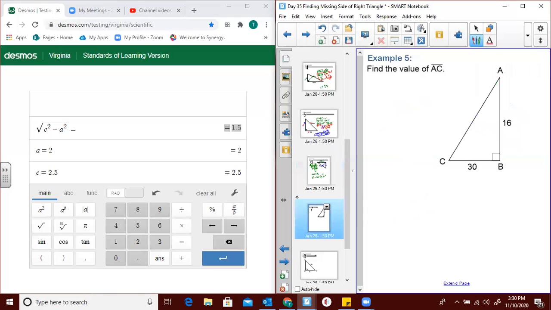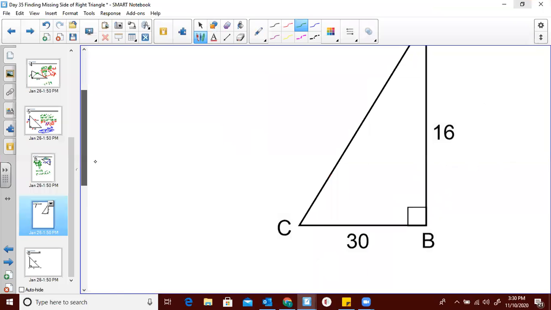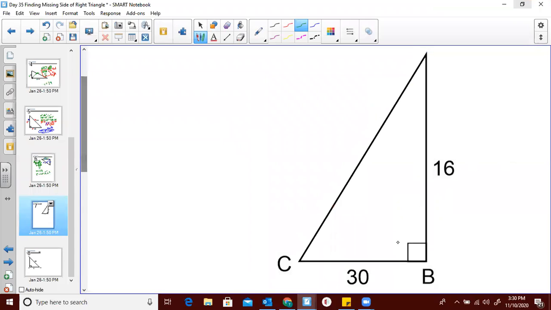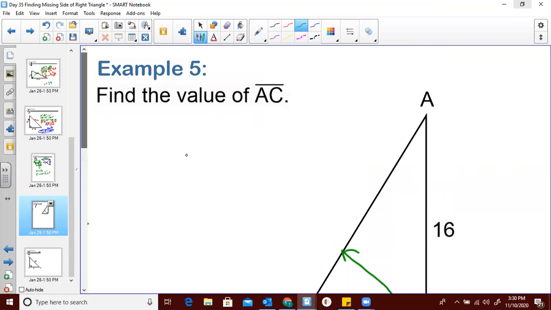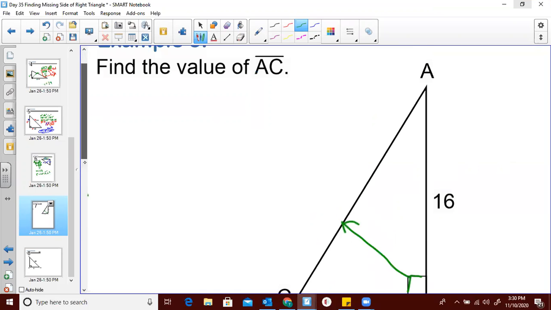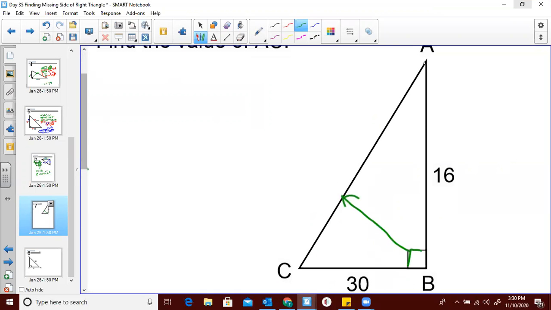All right, two more. Let's try this one by hand. Oh, this guy's an easy one. These are our favorite kinds. We're looking for the hypotenuse. Oh, but look at the way the question's asked. Find the value of AC. What is that, AC with a line over it? Find the value of line segment AC. So it tells you that that's what we're looking for.